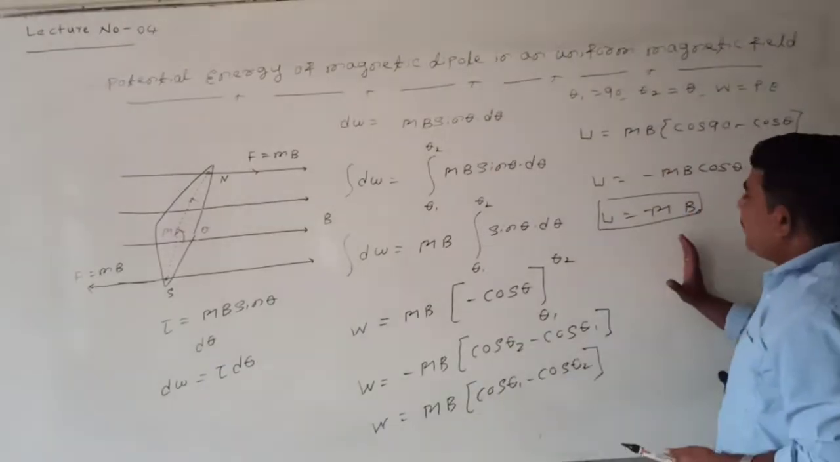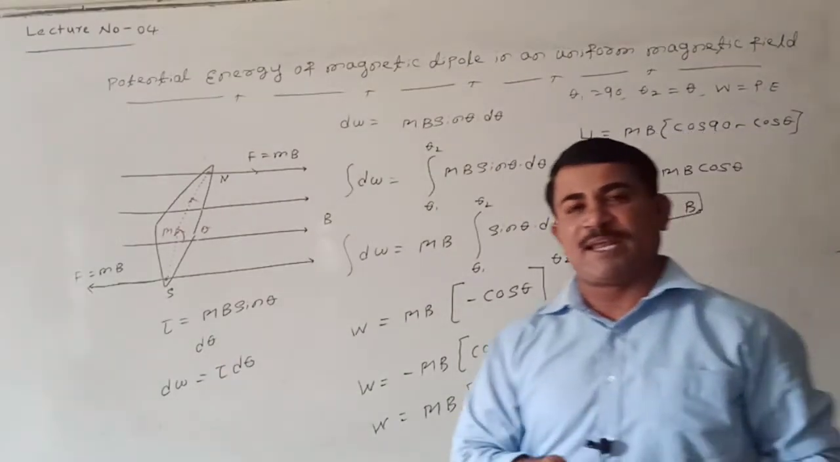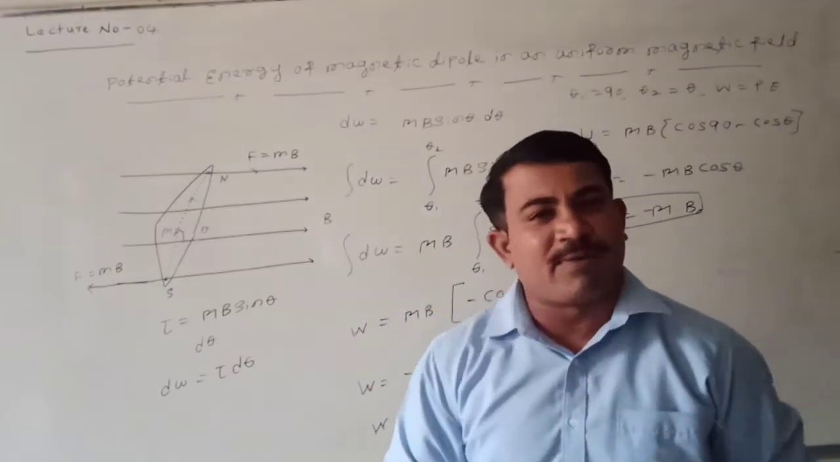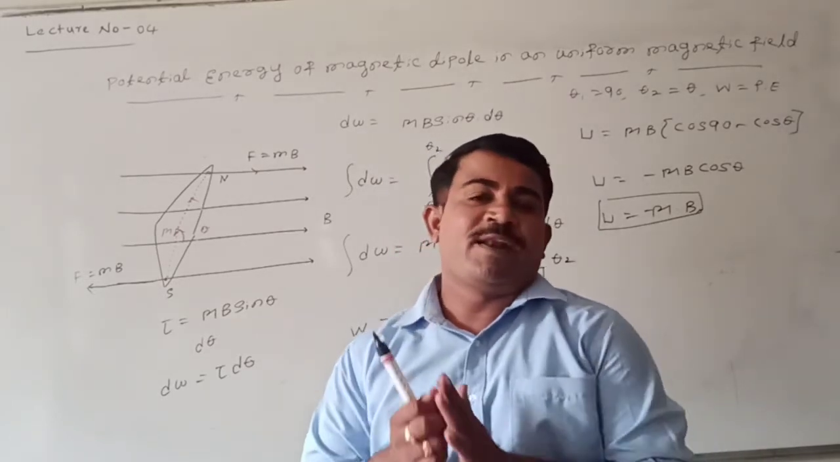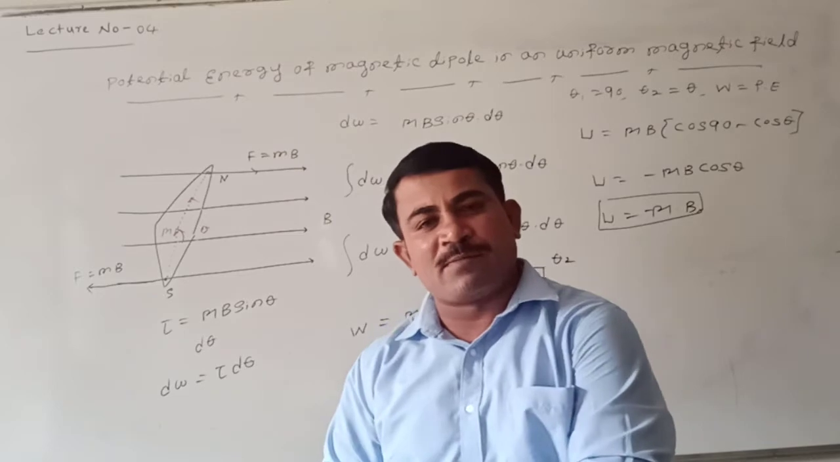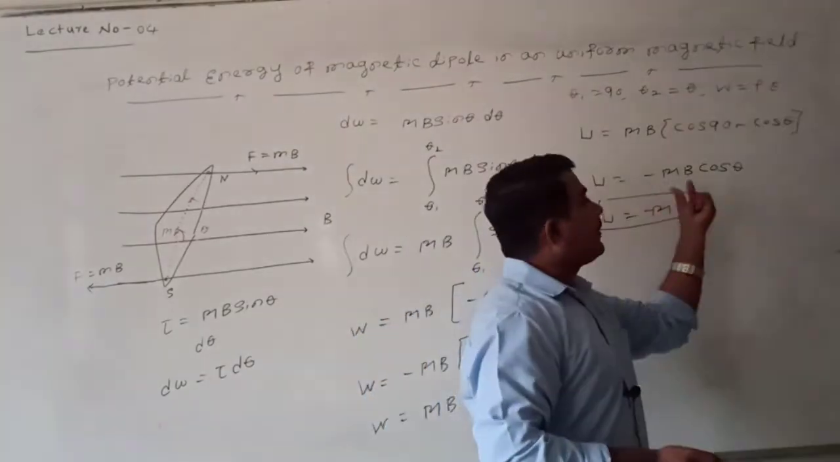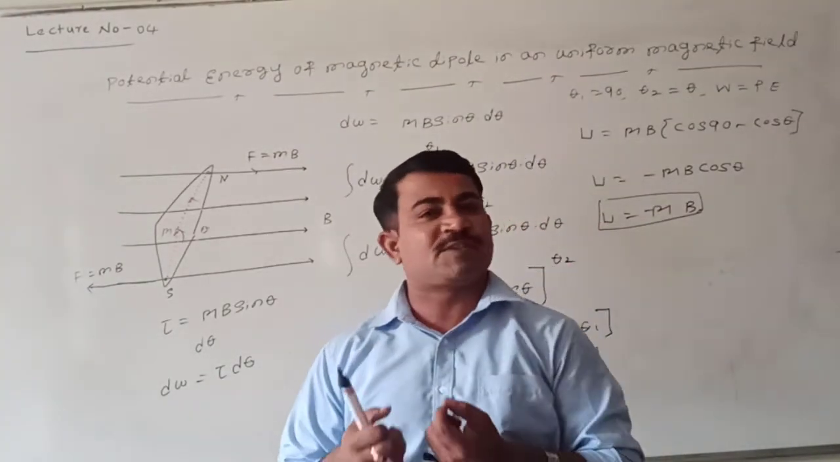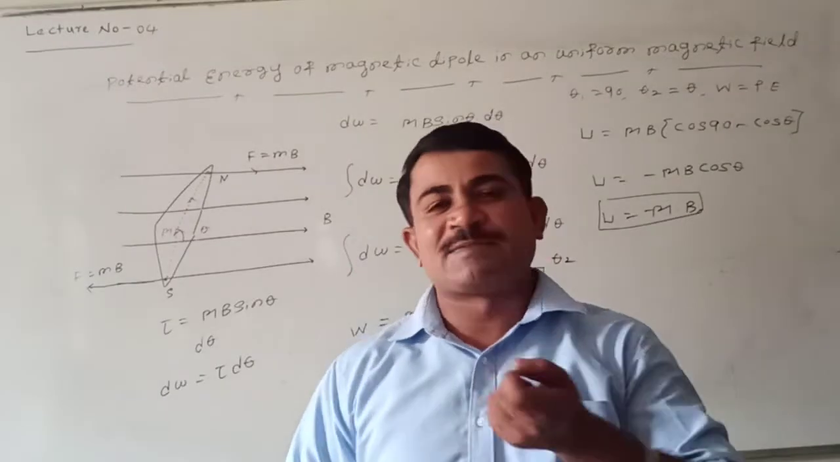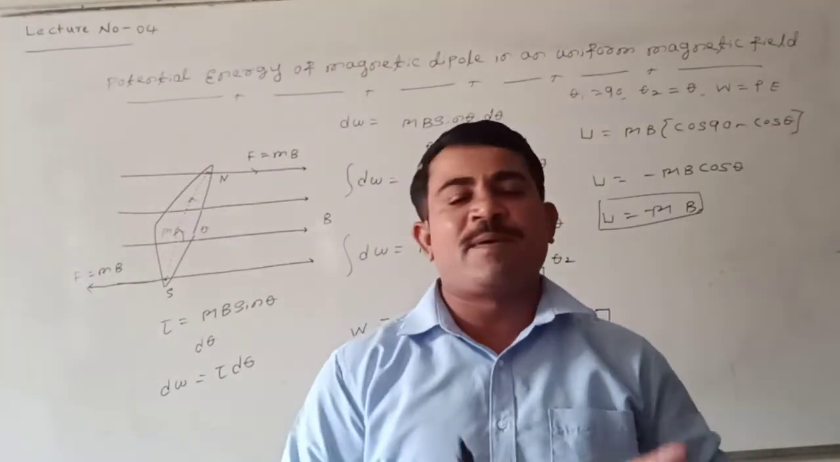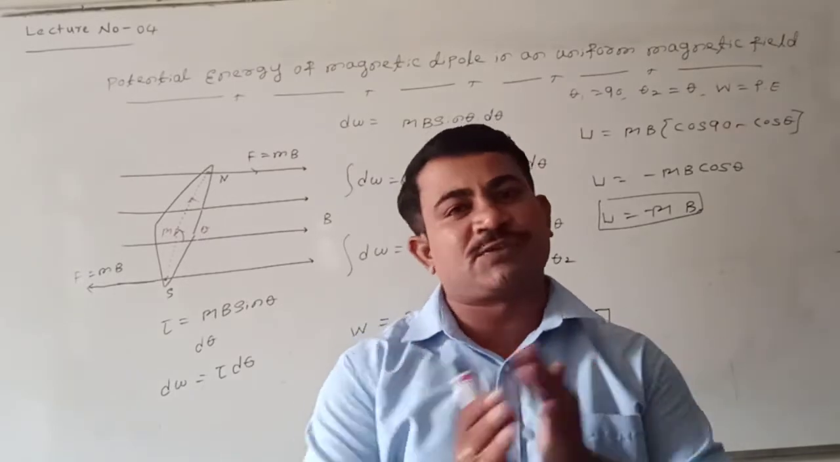Then let us see the condition for stable equilibrium, the condition for unstable equilibrium and the condition for neutral equilibrium. Whenever a dipole is placed in a uniform magnetic field, it has this much potential energy. Now we will see the special cases: in what cases the dipole has maximum potential energy, minimum potential energy, and what we call those conditions.